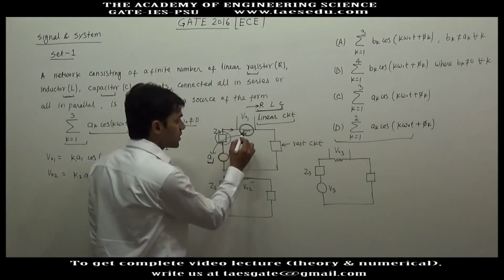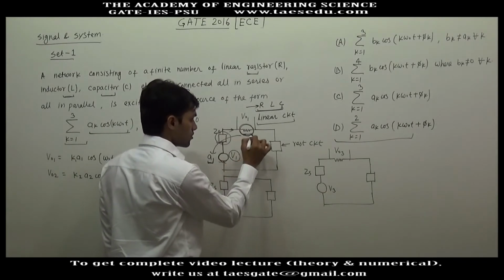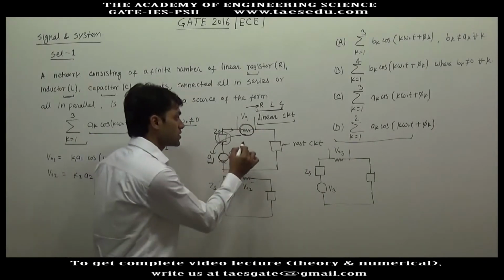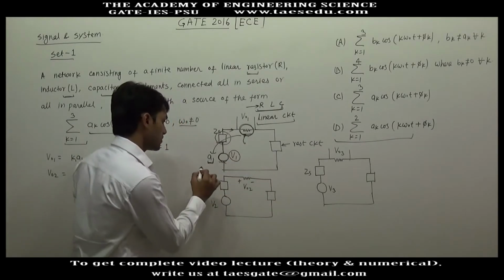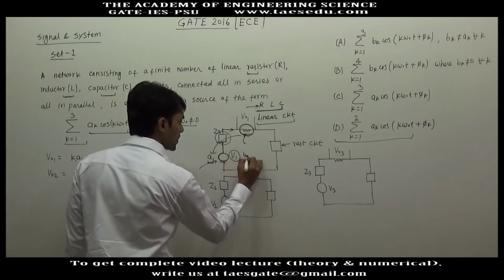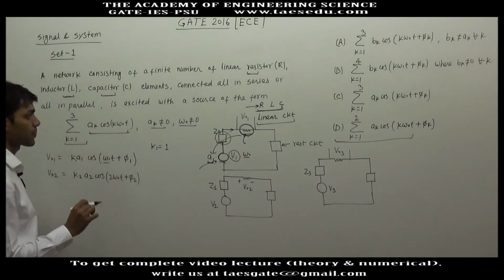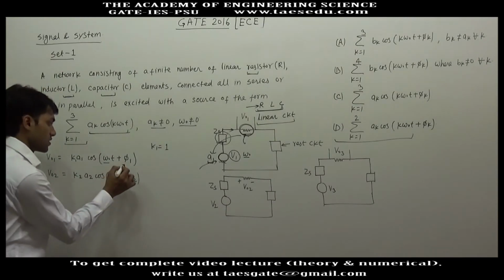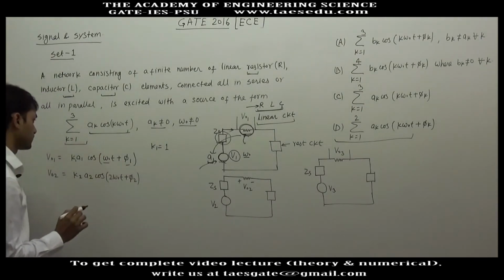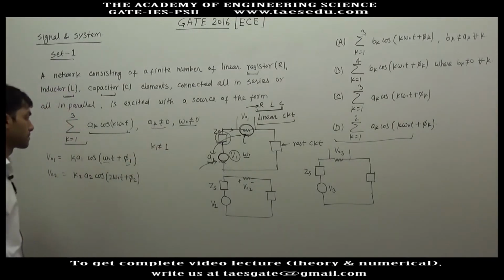The frequency of the output, if this is an AC signal, so the output will also be an AC signal. The frequency of the output has to be equal to the frequency of input. So the frequency of input is omega naught, so the frequency of output will also be omega naught, but with a phase difference. So let's say the phase difference is phi 1, and K1 will not be equal to 1.